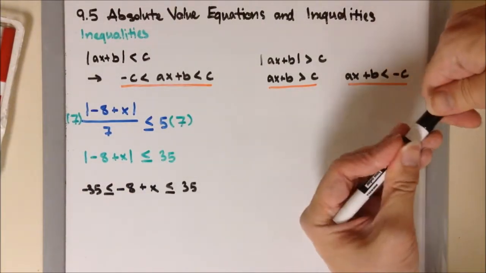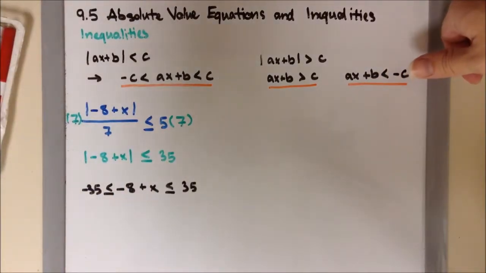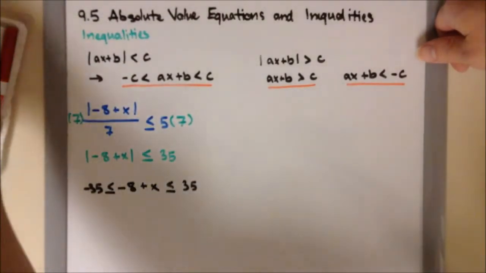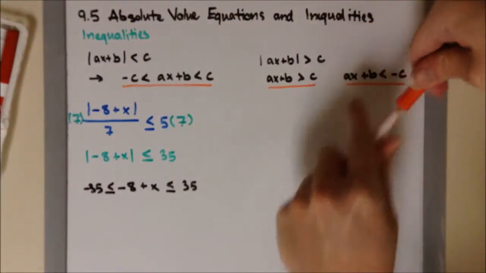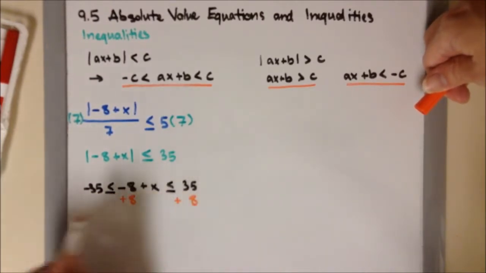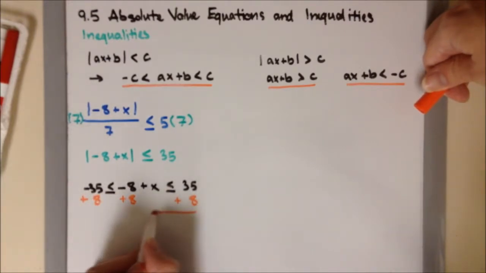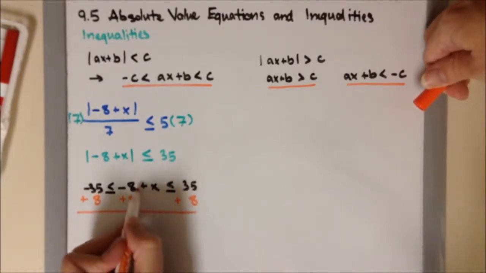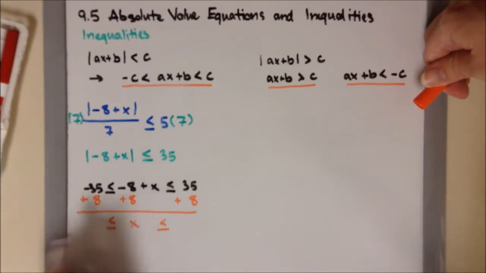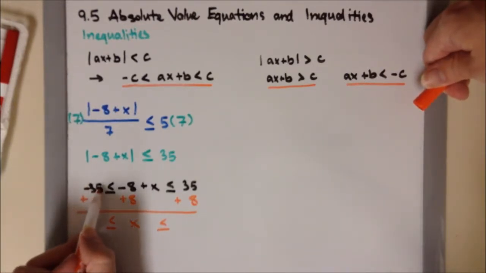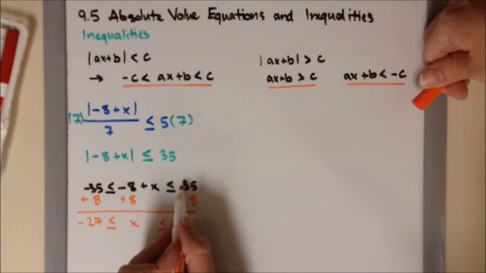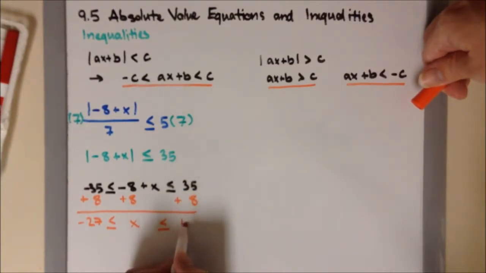Now our job is to get the x by itself. It's negative 8 plus x in the middle, so I'm going to cancel out the negative 8. The opposite is adding 8, so I'm going to add 8 on the right side and add 8 on the left side. In the middle I'm just going to have my positive x, and I bring down my inequality sign. On the left, negative 35 plus 8 is negative 27. On the right, 35 plus 8 is 43.